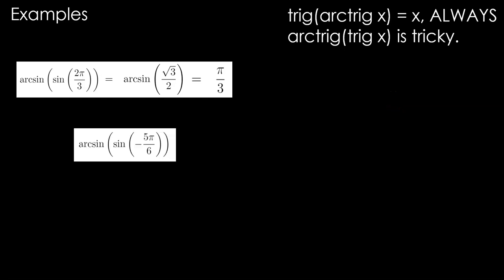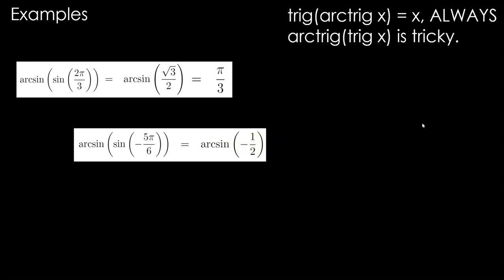Let's check another one. Arc sine of sine of negative 5 pi over 6. Well, negative 5 pi over 6, the reference angle is pi over 6. The sine of that would be negative 1/2. Arc sine of 1/2, well, if it's negative, I need the negative angle, and 1/2 means my angle is pi over 6. So arc sine of negative 1/2 is negative pi over 6.